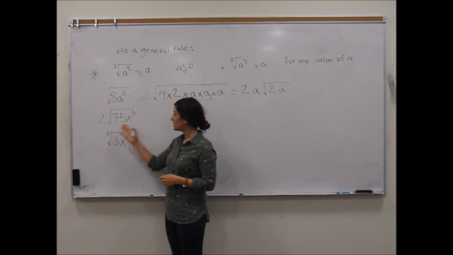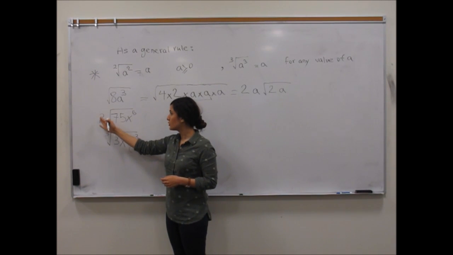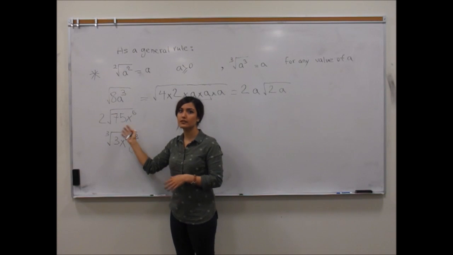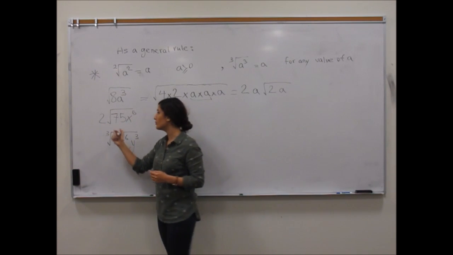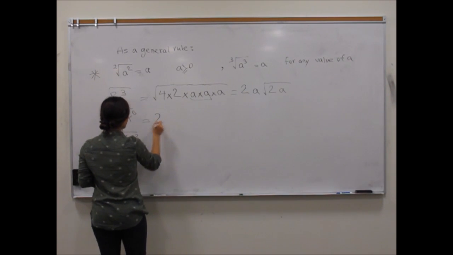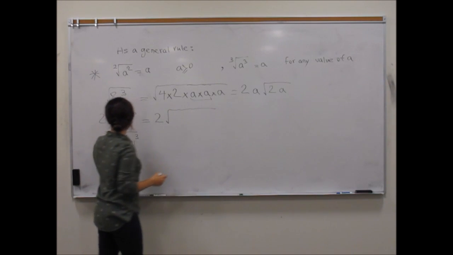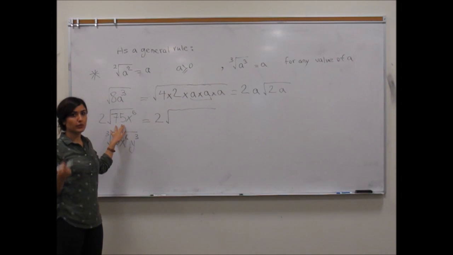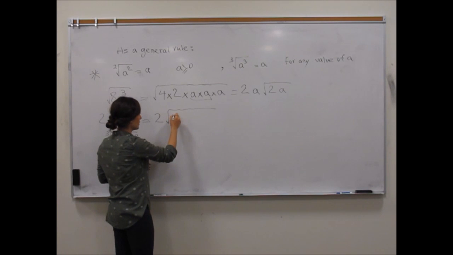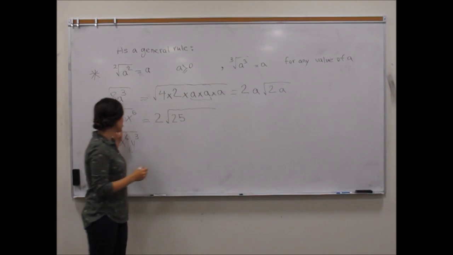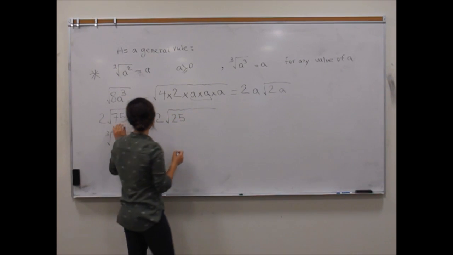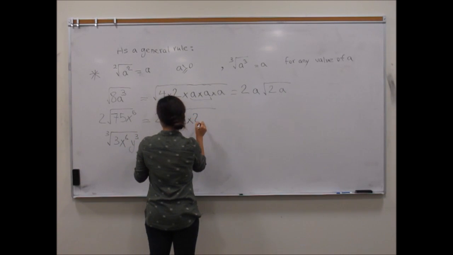The next example is again a square root, but it's 2 times the square root. So whatever leaves the radical gets multiplied by this 2. So I'm going to keep the 2 for now, and then instead of 75, I'm going to write 25 times 3, because 25 is the largest perfect square that I can divide 75 by. And then times 3.